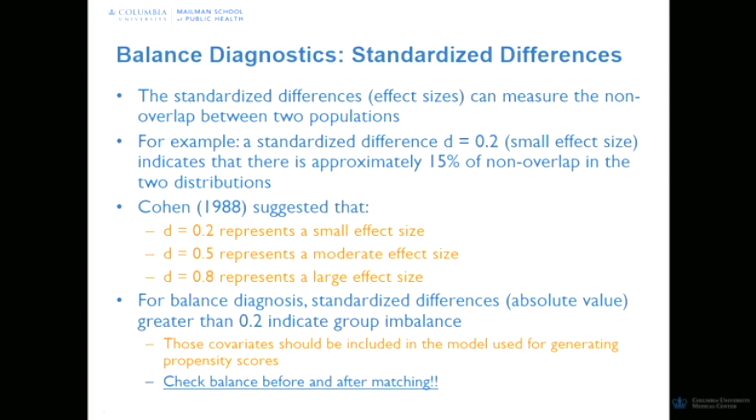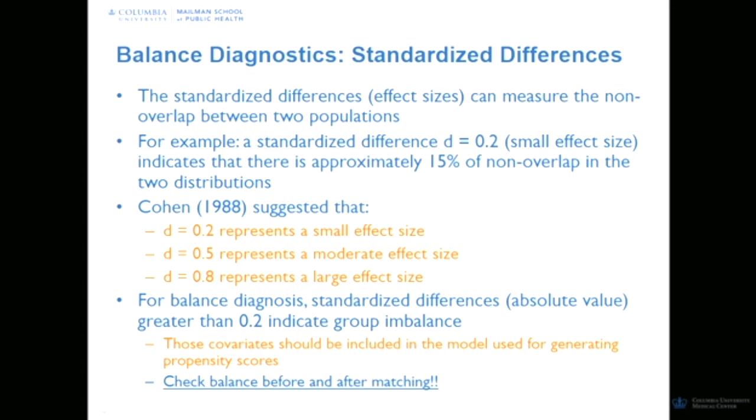Let's think about this for a second. If we want our groups to be comparable, what kind of effect size do we want? Do we want a large effect size, or do we want a small effect size? We want our groups to be similar, as similar as possible. What kind of effect size do we want? Large or small? Small, absolutely.